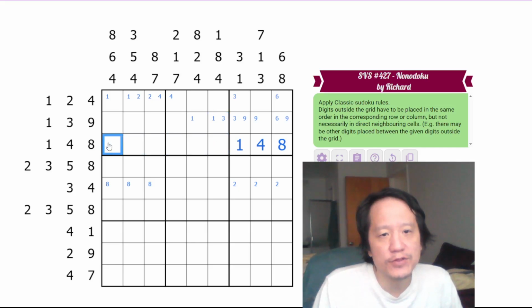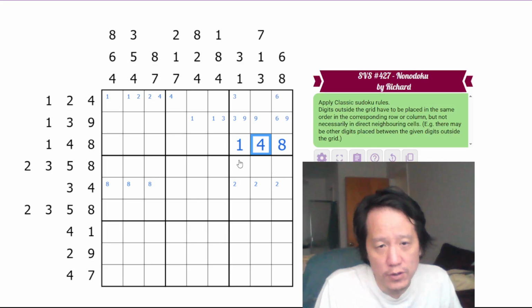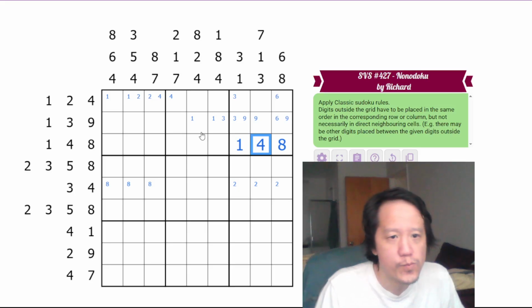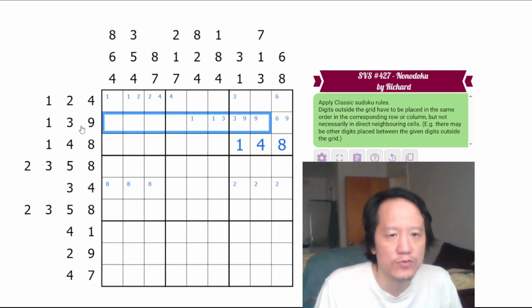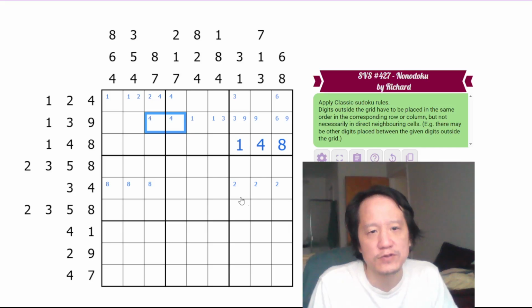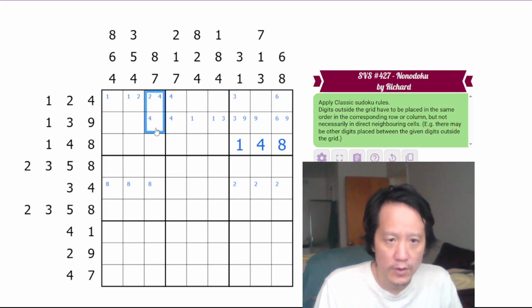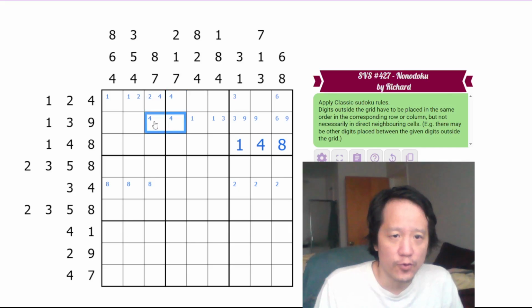Four cannot be the third digit here because we already have a 4 here designated. Therefore, since 4 can't be either of these columns, where is the 4 in row 2? It must be one of these two cells. So we have a 4 here and we have a 4 here. That means there's no more 4s in those columns.